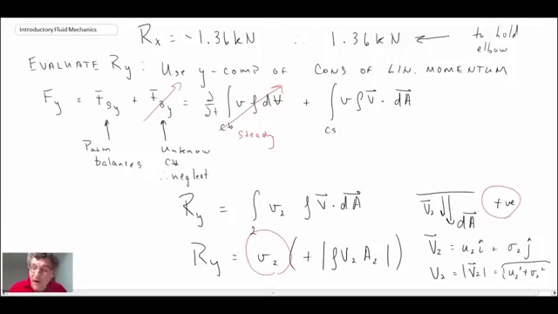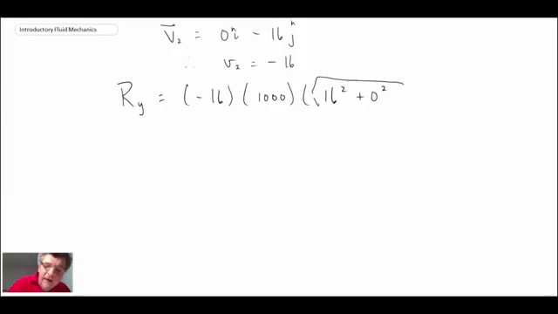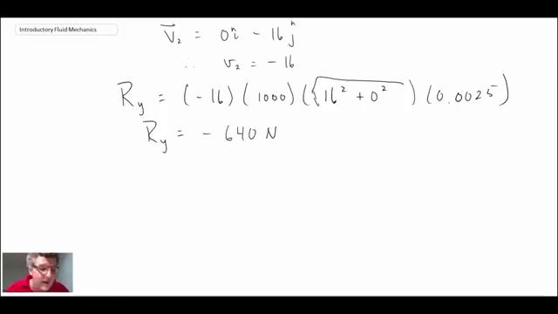We know the dot product was positive, so we resolved that, but we've got to be careful about the sign of v2. And this tells us that v2 is going to be negative. Therefore, we write Ry is minus 16 multiplied by the density of water as 1,000. Resolve the vector component there, the magnitude of the vector, that's the square root of 16 squared plus 0, and then the area. Doing all of that, we get Ry is minus 640 newtons. It's a negative. What is that telling us? It's telling us that that is 640 newtons in the down direction.